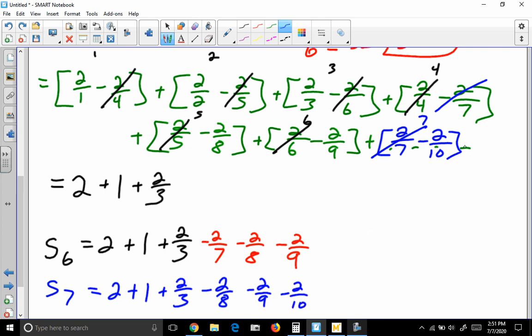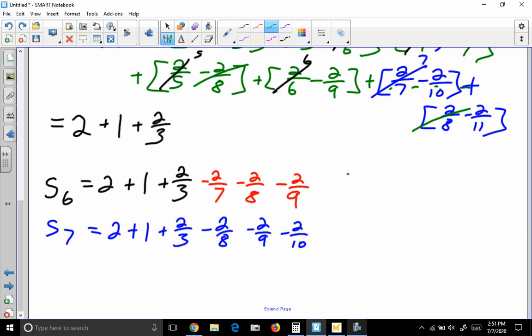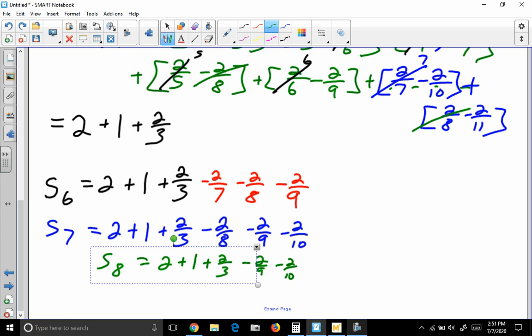If we put another term in, if we do the 8th term, we have 2 over 8 minus 2 over 11. So this time, the minus 2 over 8 and the plus 2 over 8 cancel. So for our 8th partial sum, we have our 2, our 1, our 2/3, and we're left with a minus 2 over 9, a minus 2 over 10, and a minus 2 over 11. So with these three, we should be able to pick up a pattern. All of these have a 2, a 1, and a 2/3, and then we have three terms that we're subtracting.